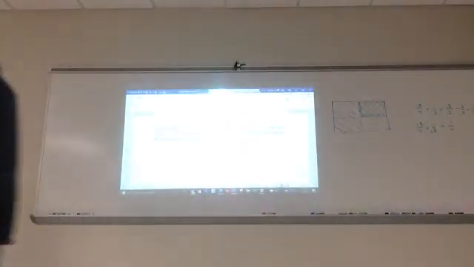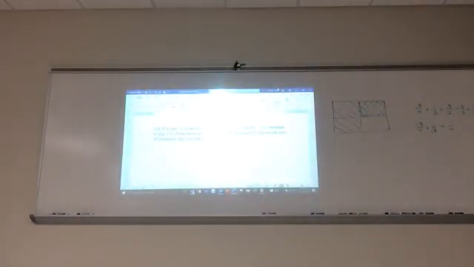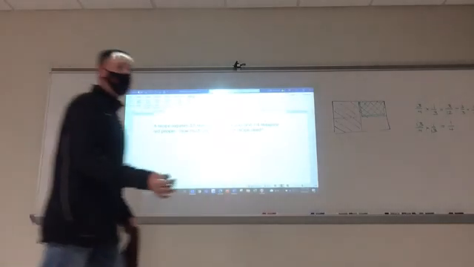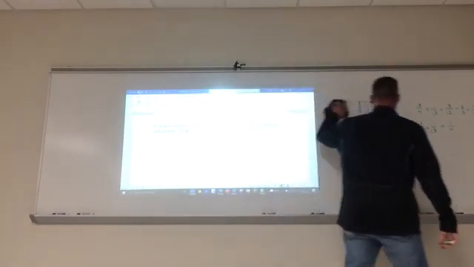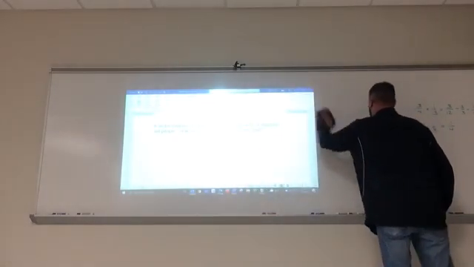Alright, last one. It says a recipe requires 3/5 of a teaspoon of black pepper and 1/4 of a teaspoon of red pepper. How much pepper does this need? Well, first of all, what's the operation I should be doing with these two fractions? Should be adding them. Not multiplying them, not dividing them, not subtracting them. I should be adding these.